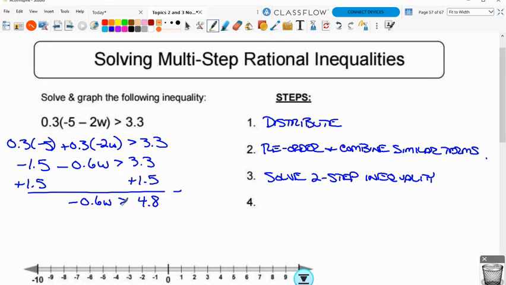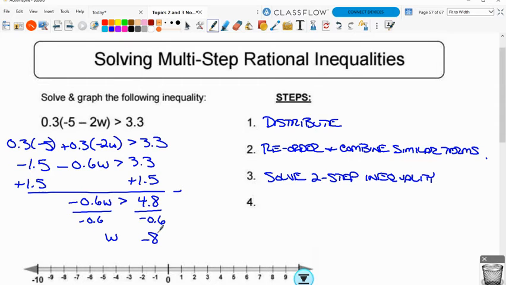Now we need to get the value of 1w. Right now, w is being multiplied by negative 6/10, so we're going to go ahead and divide by negative 6/10 on each side. On the left, negative 6/10 w divided by negative 6/10 is our positive 1w. On the right, 4 and 8/10 divided by negative 6/10 is negative 8.